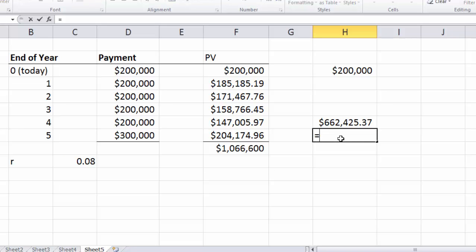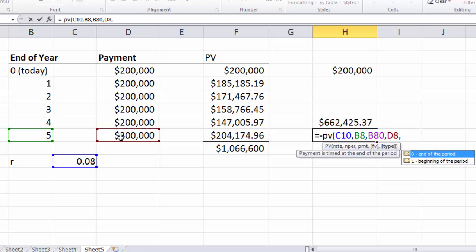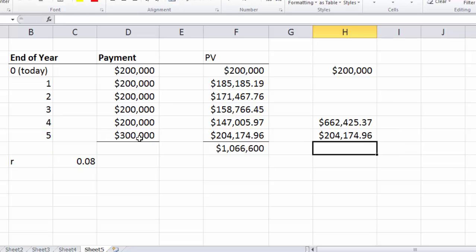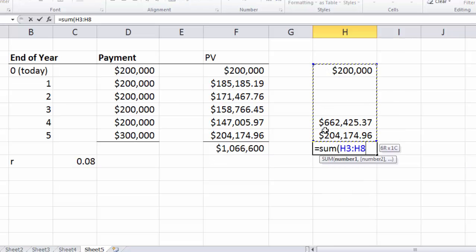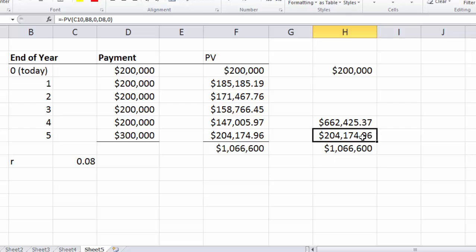Then this we'd have to individually take as a negative present value of rate, number of periods is 5, payment is 0, future value is 300,000, type is 0. And now we again add these up, and we get the same answer, a little bit easier, fewer steps.